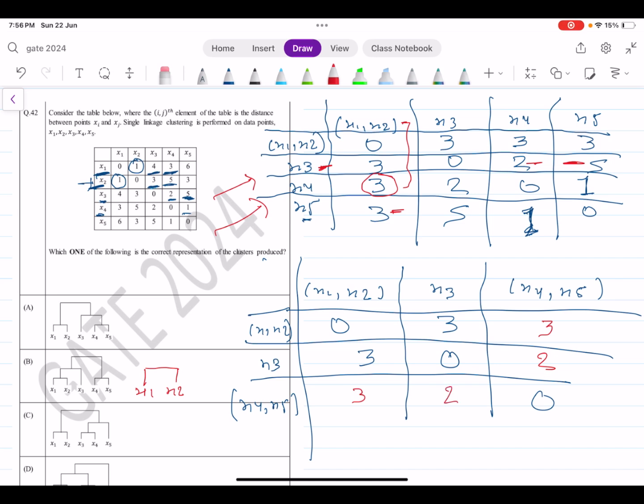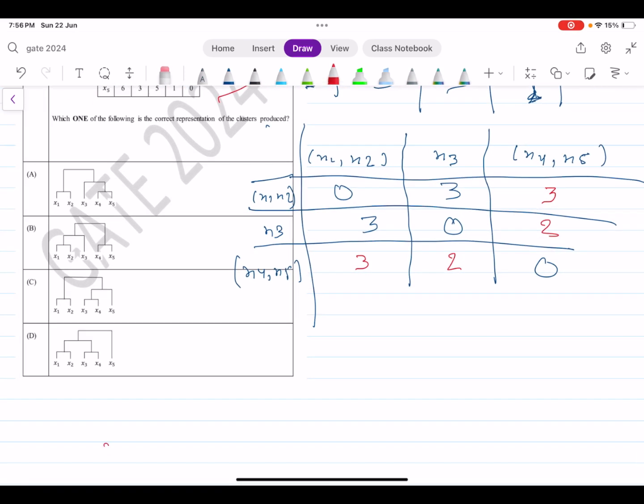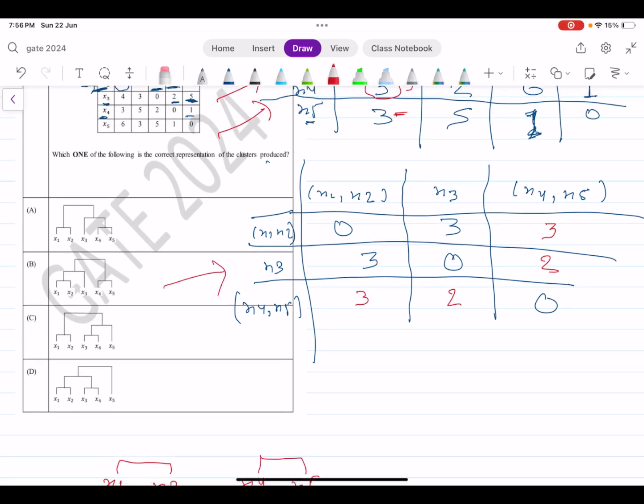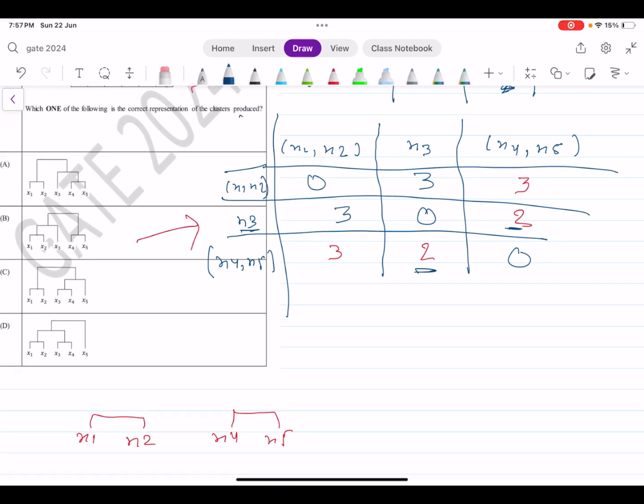Okay, so this is our new table, and let me draw what we have. So x1, x2 we added first, and now we have added x4 and x5 to a cluster. Then we'll do the same on this table, that is, we see the minimum. So what is the minimum? You can see that x3 and x4, x5 have the least distance, right? That is 2. So we group them. So we'll have two clusters now.